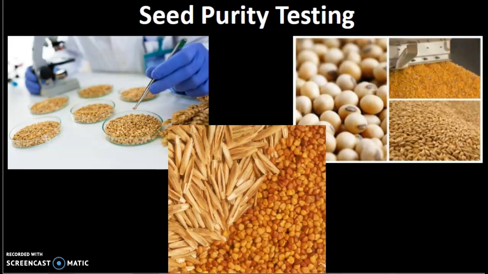Good morning. Today we'll talk about the second session, the seed purity testing.